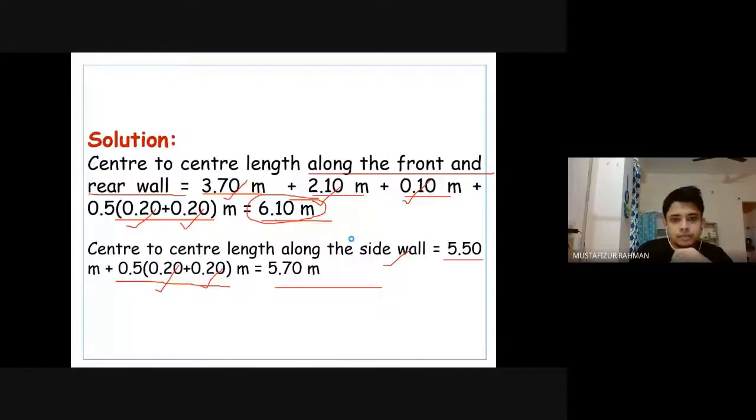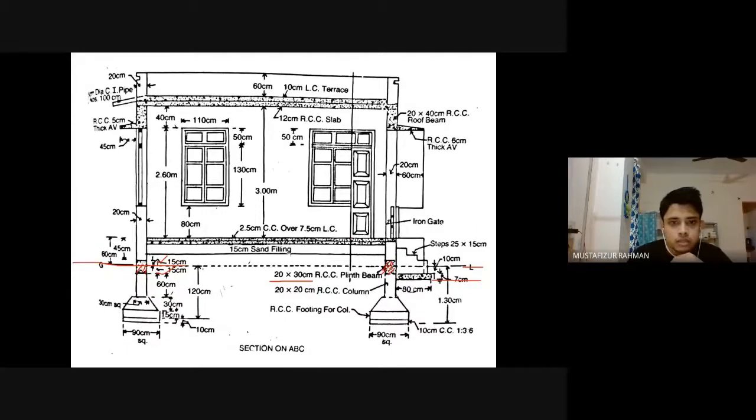to the diagram. So in this diagram, we see that there are 15 centimeters sand filling here. Okay, this is 15 centimeters sand filling, and this portion above the ground level, this is going to be earth filling. Okay, so first we will have earth filling, then sand filling, then we will have the slab. So for this portion, what is the height of this portion? We have to find out what is the height of this portion.